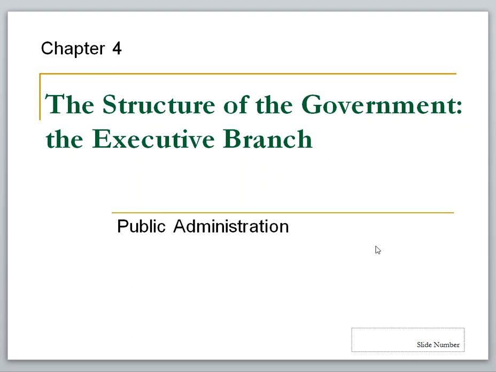The lecture will introduce and discuss the structure of the government, the executive branch. It's chapter 4 in our textbook. Actually, I have customized the chapter. The chapter was about the American structure of the government, and of course we are dealing with Egypt, not with the United States, so I made some adjustments to the chapter for us in this course.